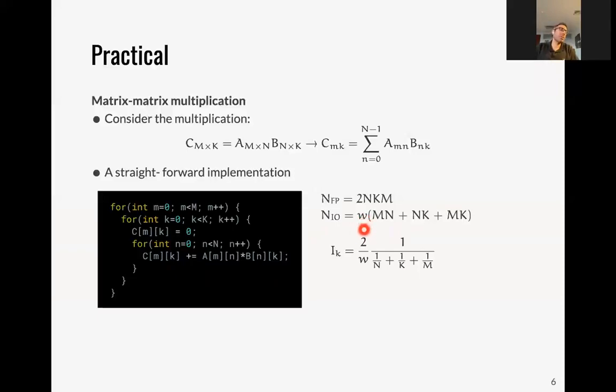In other words, W is either 8 bytes for double precision or 4 bytes for single precision. Okay, so if I take the intensity, which is a ratio, as we said, of these two numbers, you have something like this, which basically tells you that the kernel intensity depends on the dimensions. And as you grow the dimensions of any of the arrays, this denominator will become smaller, and so the intensity will grow.